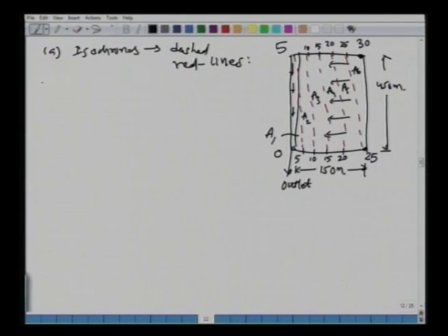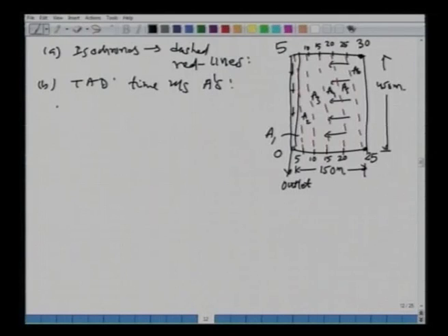Now, for part B we have to develop the time area diagram. What is a time area diagram? It is time versus these A's, the interisochronal areas. Now, how do we find A1, A2, A3, A4, A5, A6? Well, we have the width and the length of the catchment, or these paved areas. We have divided that into 5 different parts, so each of them will be 30 meters each.